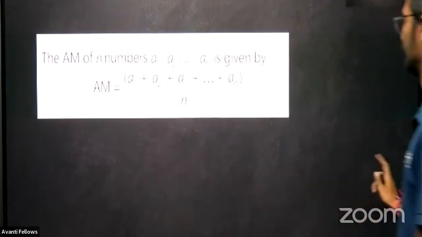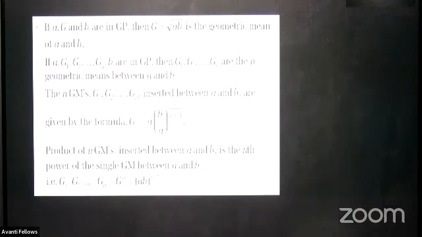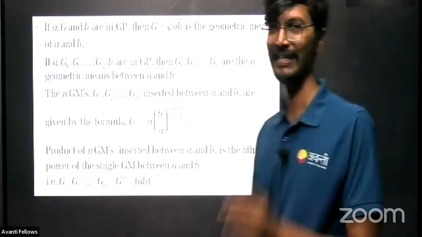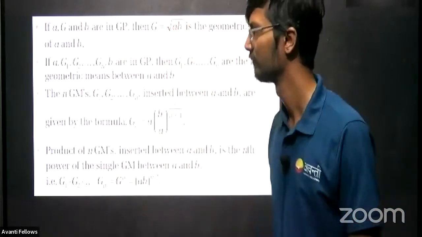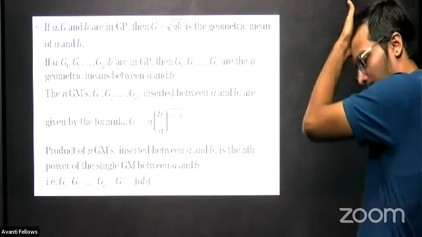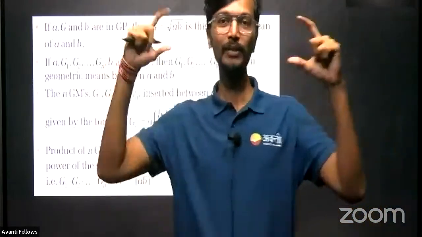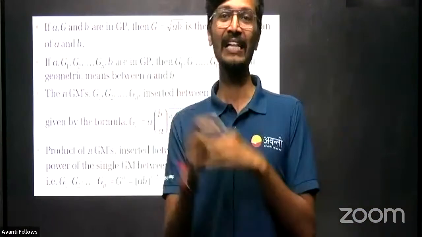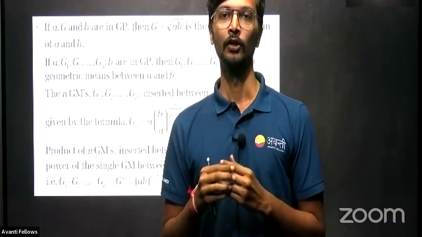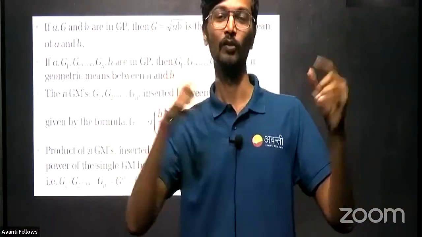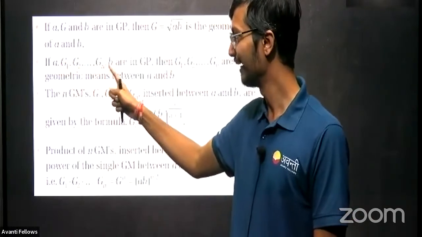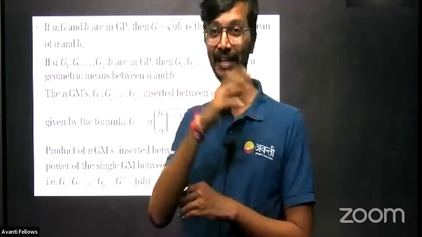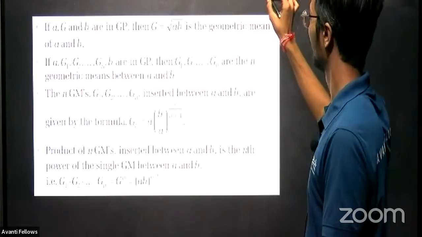Let's see the next, geometric mean. So if 3 numbers are in GP, that means the middle number will be the square root of the first and third. Similarly, if a and b are two numbers and n geometric means come between them, they will form a GP. It will be a, G1, G2, ..., Gn and b.